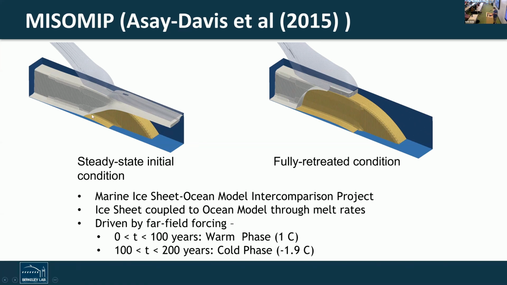You can see that this is the ice. So it has the grounding line here, the ice shelf is here. And what happens is out here in the far field, you suddenly increase the ocean temperature. And then the ocean model transports that warm water up under the cavity and melts the ice. And then it evolves. It basically melts the ice shelf, and the ice shelf then thins, we lose a bunch of it, and it retreats. After 100 years, we turn off that warm water. It goes back to being cold, and then it should recover.